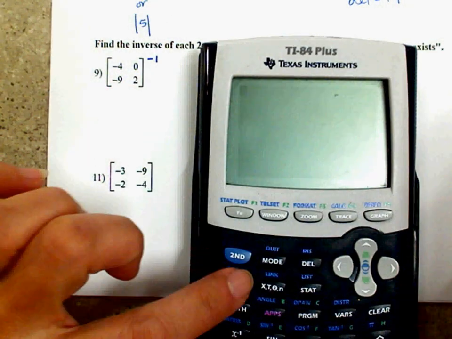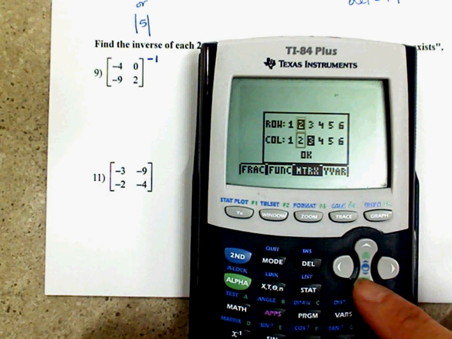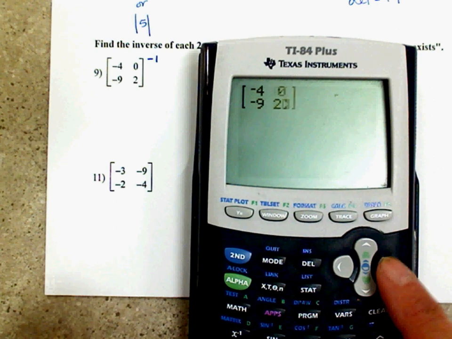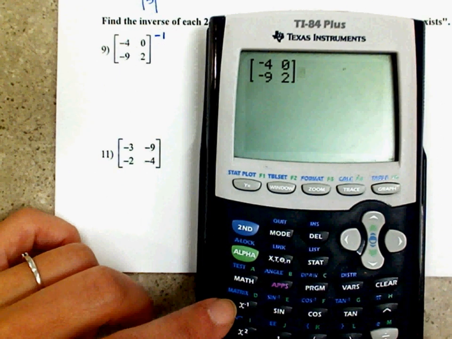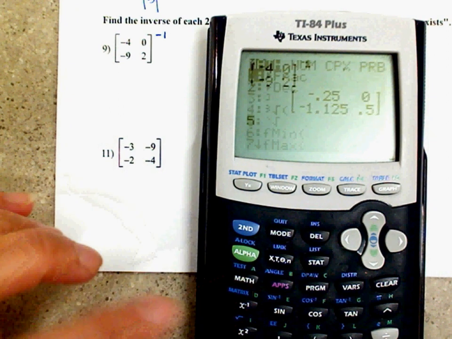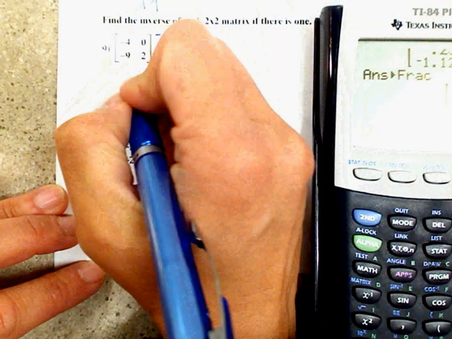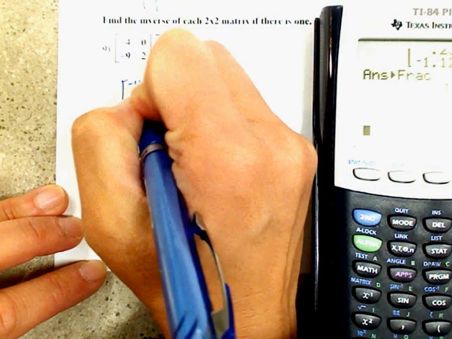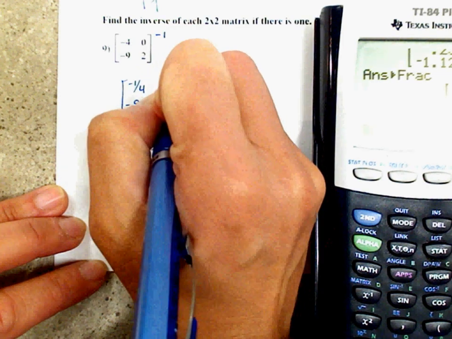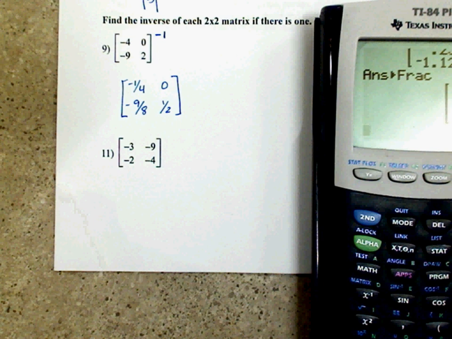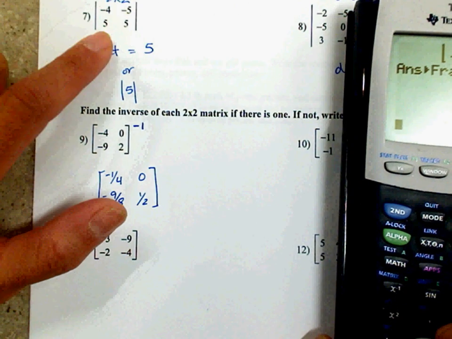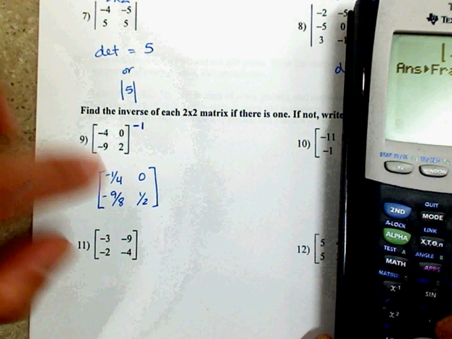So alpha zoom, a 2 by 2, -4, 0, -9, 2. See this -1 right here? Click on that. That shows up, and it'll do the inverse for you. Please change that to a fraction. So the inverse here is -1/4, 0, -9/8, 1/2. And inverse is used to solve equations, okay? Determinant really doesn't do anything other than help you find your inverses, and inverses are what's used to solve.